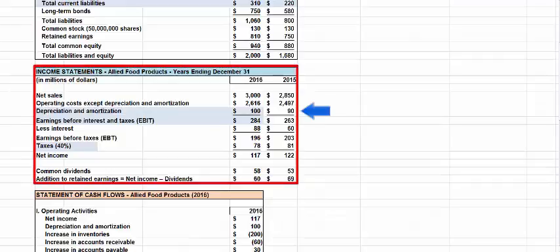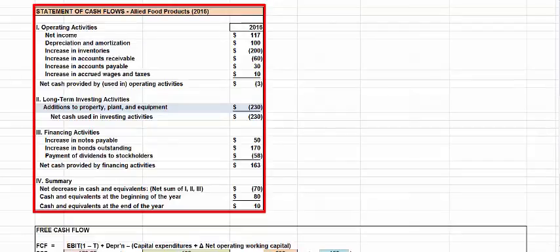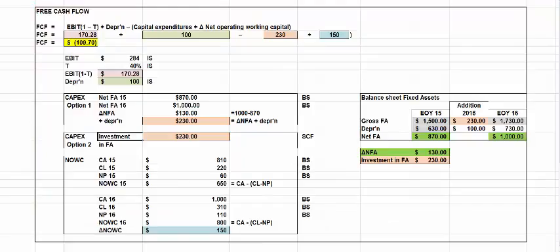Moving to the income statement, we need depreciation and amortization for 2016 only, and EBIT for 2016 only, and the tax rate. Scrolling down further, the statement of cash flows. We can use data from the statement of cash flows as an alternative source for fixed asset investment data, specifically the additions to property, plant, and equipment for 2016. Now let's walk through the free cash flow calculation step by step.